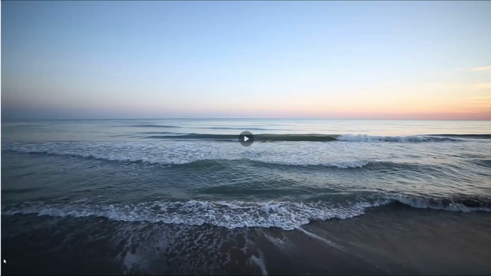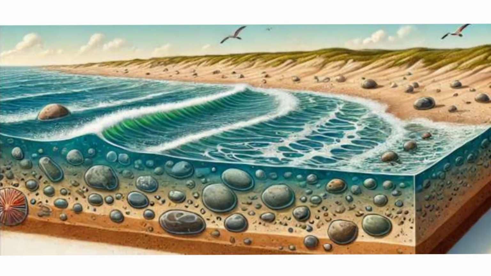Now, once the sediment and materials are in the water, the materials move in different ways. The first is through traction. So large particles like boulders or pebbles are rolled along the riverbed or seabed by force of the water. This usually happens in high energy environments, such as fast flowing waves.